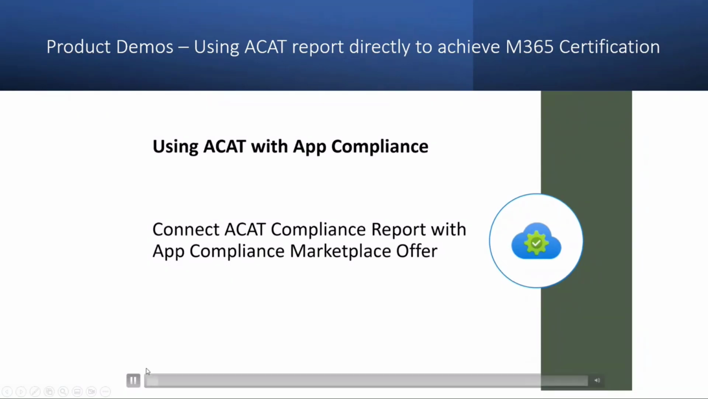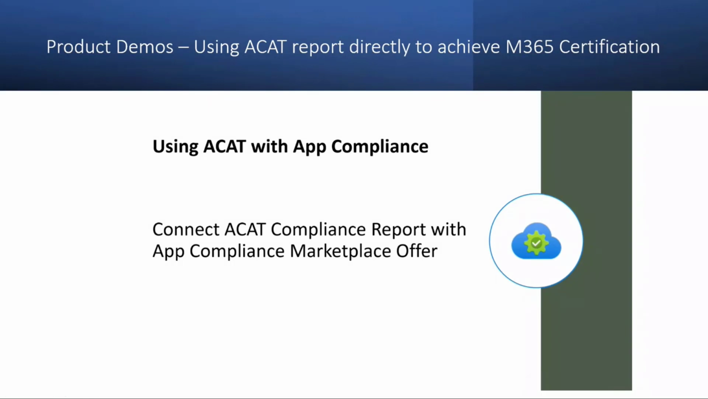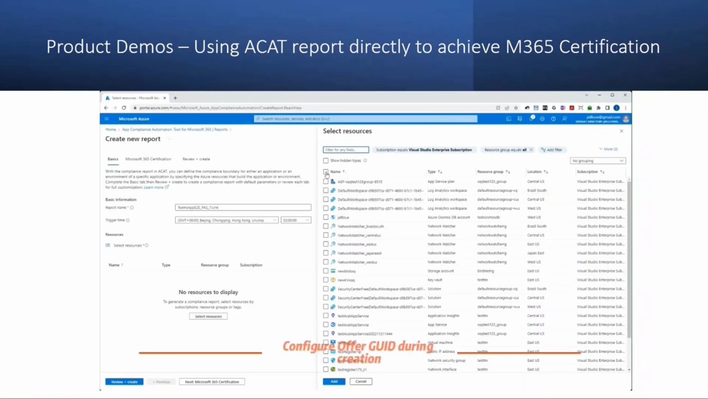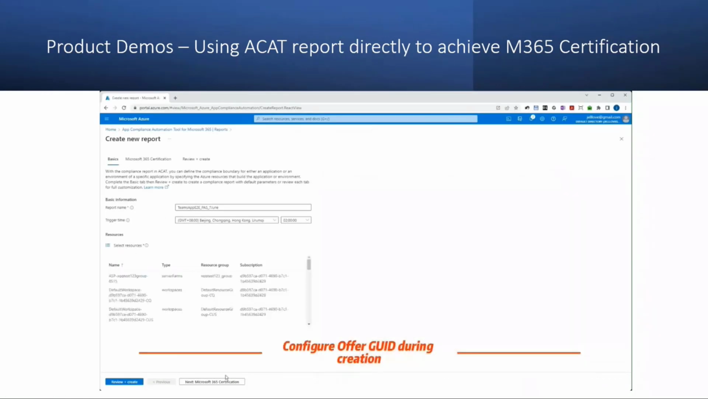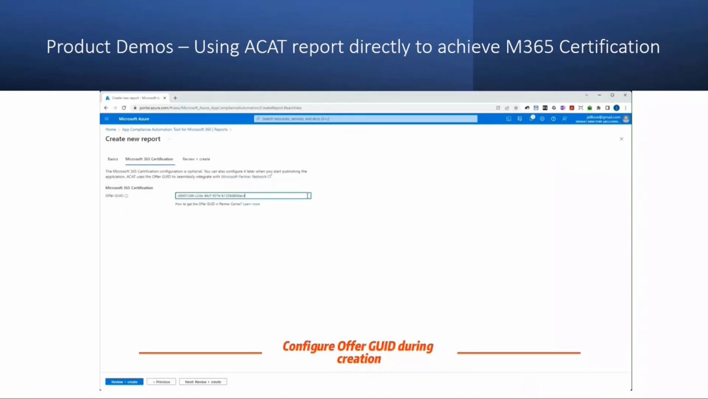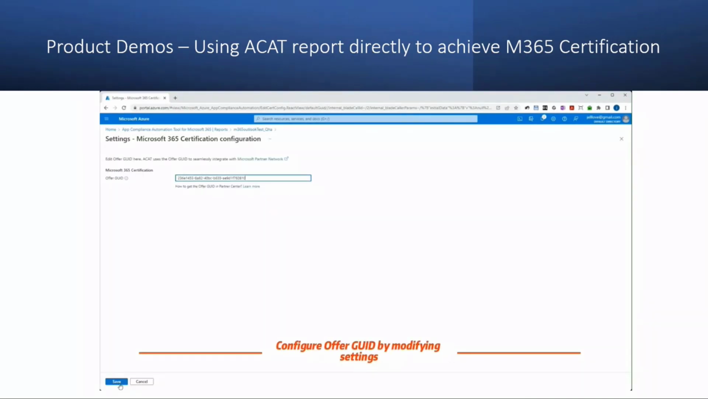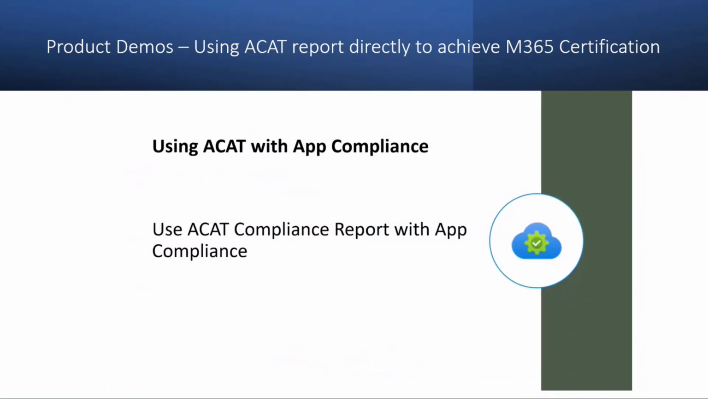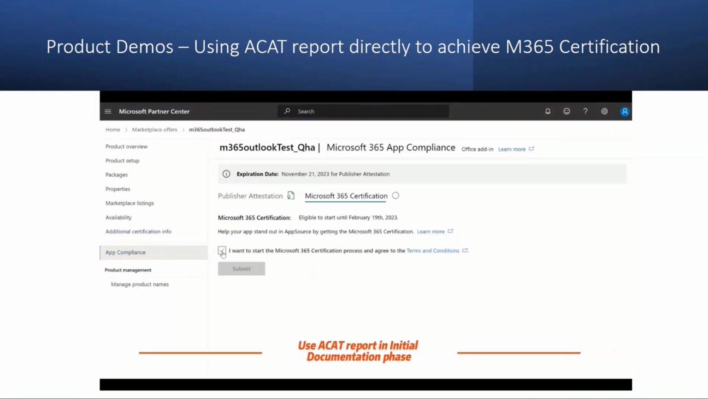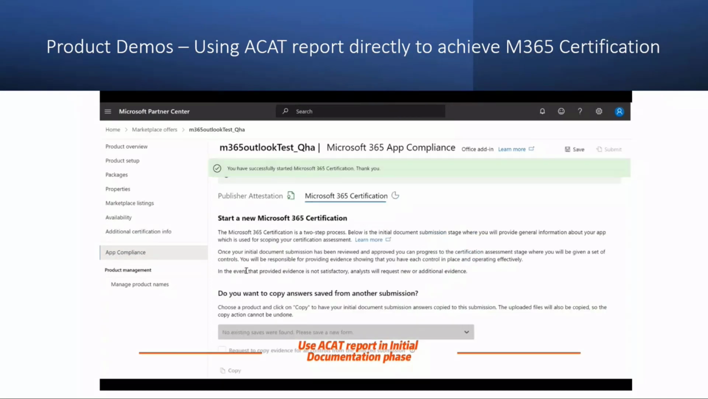In order to use App Compliance Automation Tool to achieve Microsoft 365 certification easily, you need to connect your report with your marketplace offer during the report creation process or modify the report settings later after creation. Once the report is connected with the marketplace offer, you could use it easily in the initial documentation phase of app compliance in Partner Center.